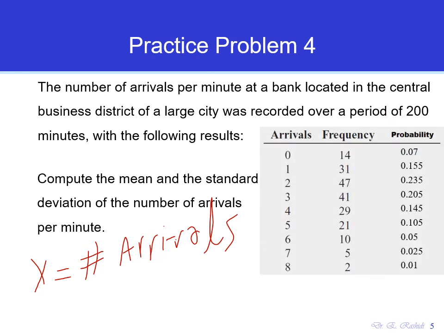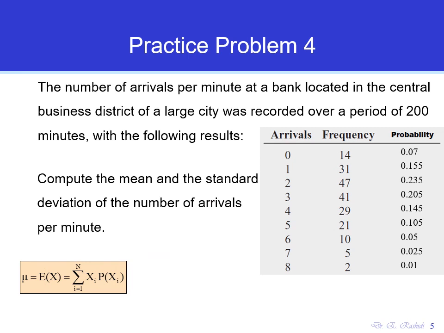So this is the probability distribution of this random variable. The probability that they get 0 arrivals is 7%. The probability that they get 1 arrival is 0.155, and so on and so forth. So now we can use these formulas to compute mu and the standard deviation. This is the formula for mu, and this is the formula for the standard deviation.